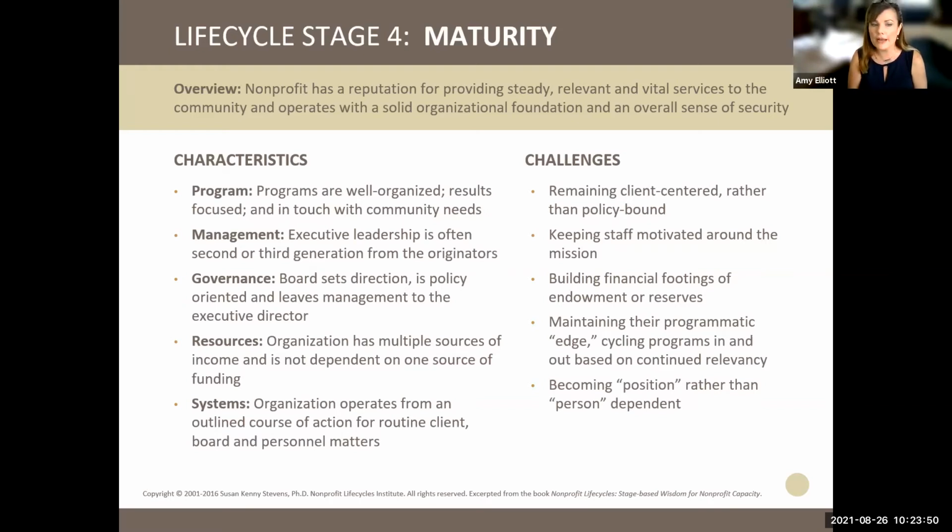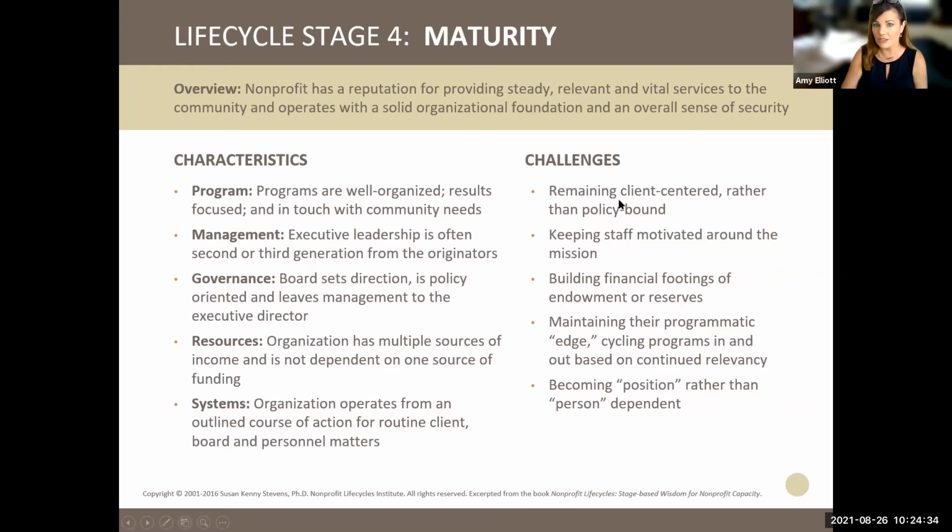And the organization operates from an outlined course of action. In other words, you've got procedures in place. You've got a routine client process. You've got routine program cycles. Your board has a cycle. You have an HR process. All these systems are established. You know, your IT, you have some sort of IT support or plan. You know what you need. And those systems match what you need, what you're trying to accomplish with programming. But maturity is its own slippery slope because you need to remain client-centered.